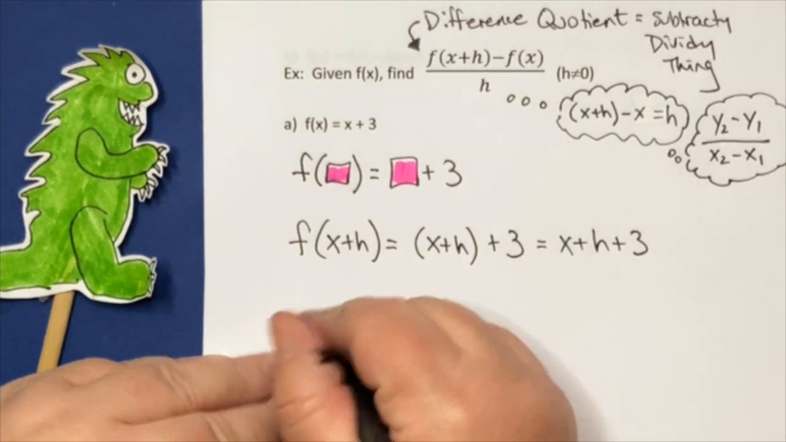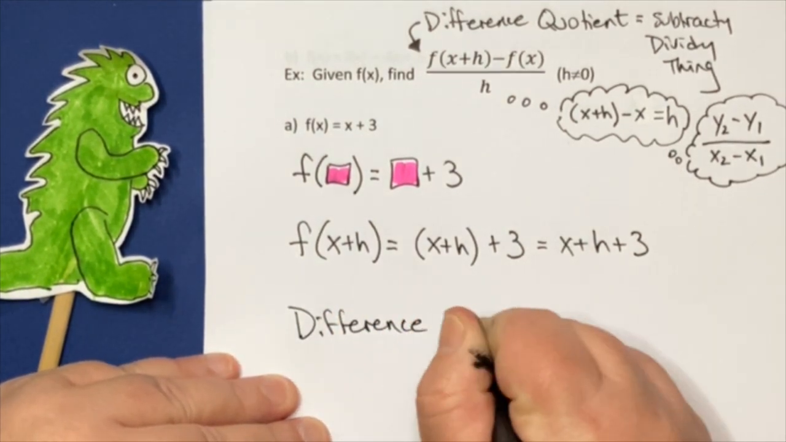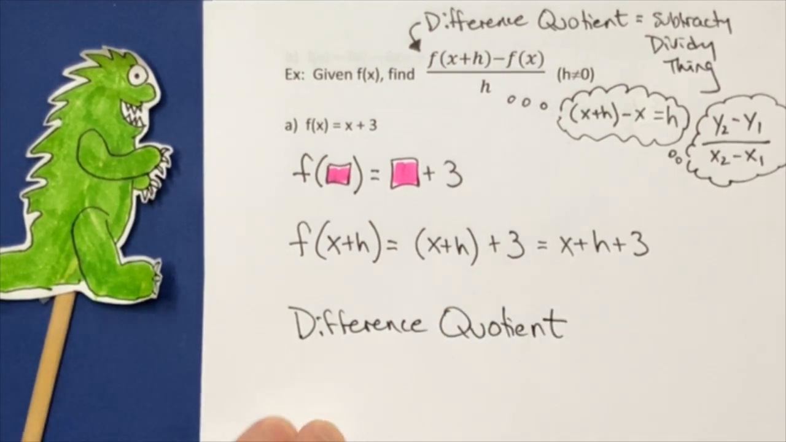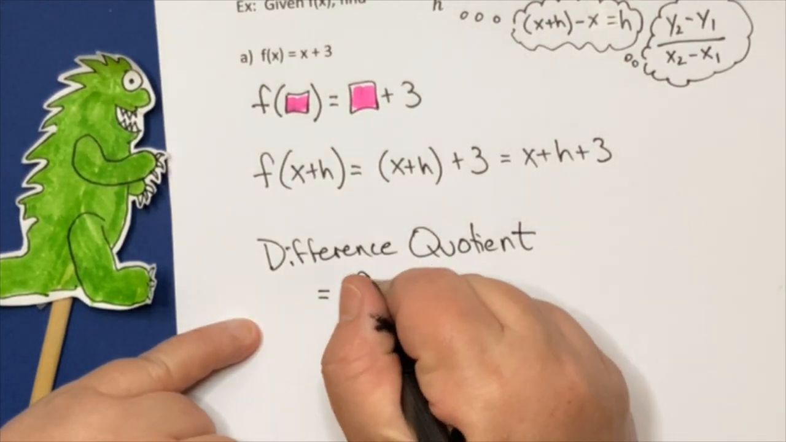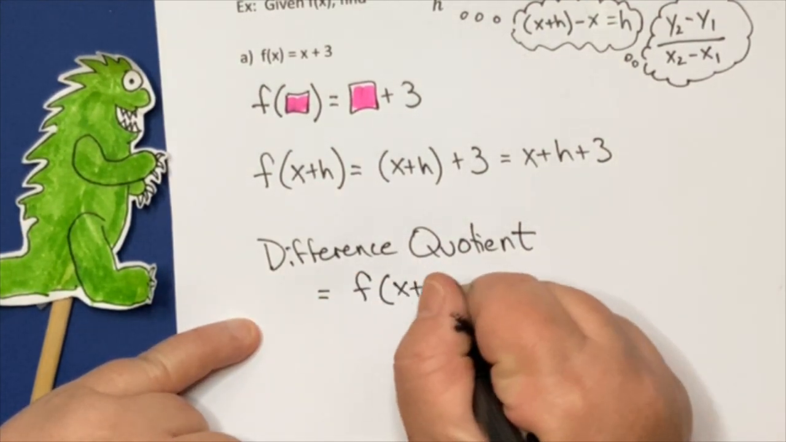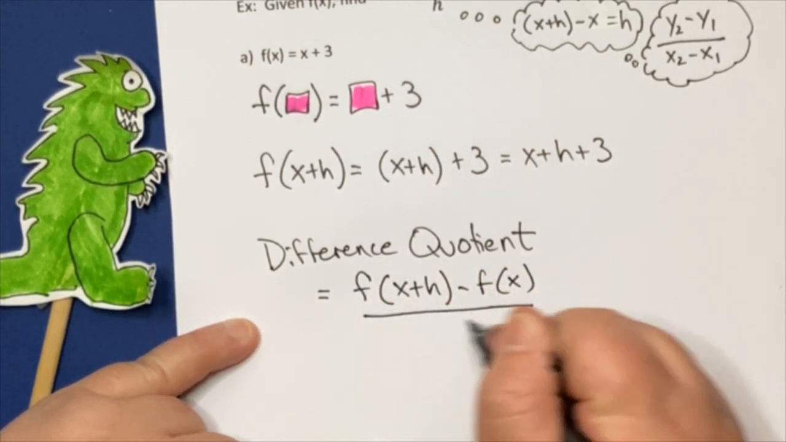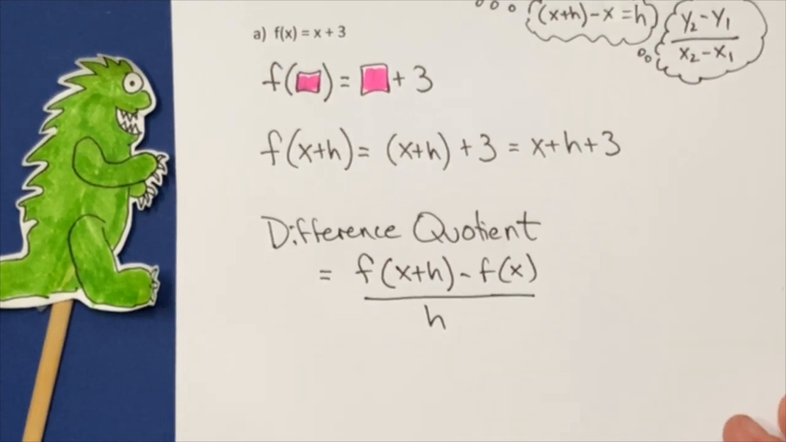We want, here's the difference quotient, and I'm going to write it out again so you get used to it. The difference quotient is a formula. Now, you do not have to have this memorized for this class. If I want you to calculate this, I will ask you to calculate it. I will give it to you like this.